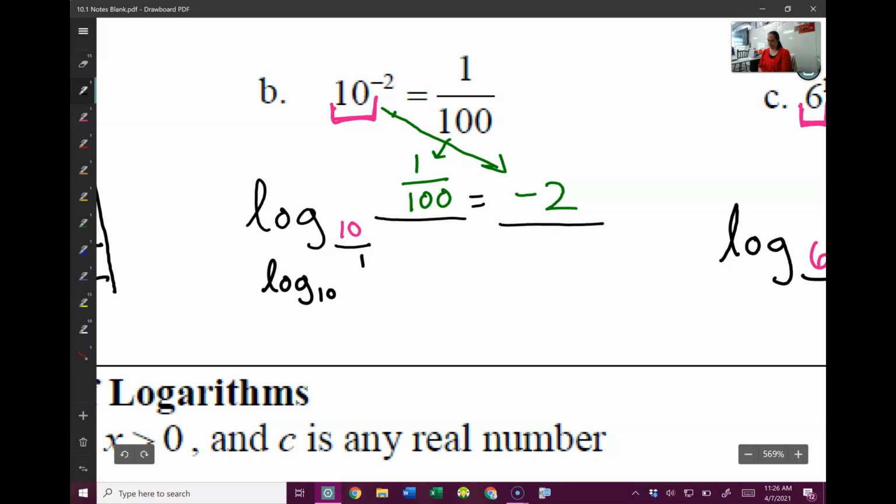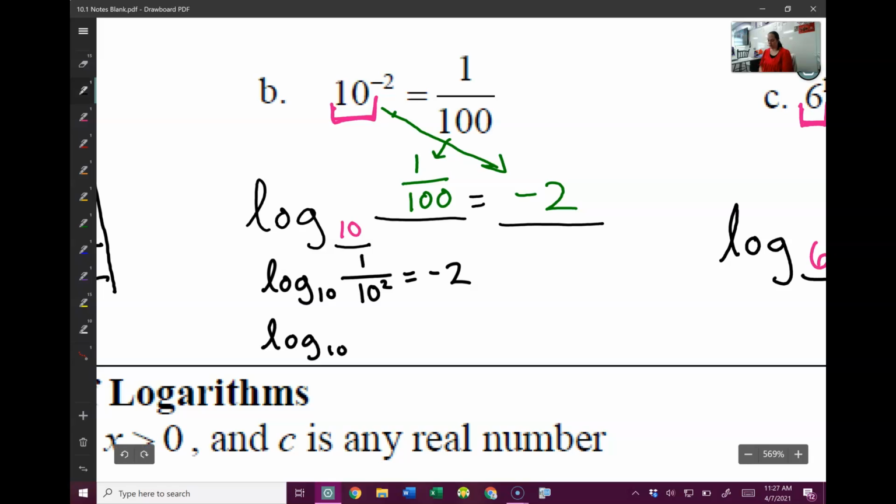Log base 10. What if instead of writing this as 1 over 100, I write it as 1 over 10 squared? Are we okay with that? 10 squared equals 100. We're good? Okay. Equals negative 2. Now, there is one other rule of exponent that we haven't talked about yet, but you should have talked about in past years, that says I can flip a fraction, and what's going to happen is the sign on my exponent will change.